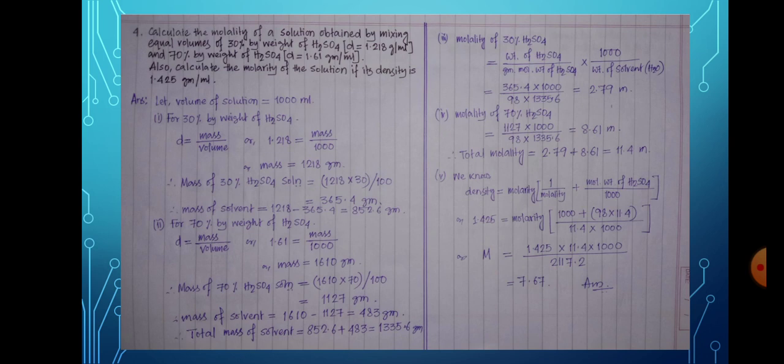Therefore, for 30% by weight of sulfuric acid, density equals mass by volume, and density we know. Therefore, for 30% by weight of sulfuric acid, its mass equals 1218 gram. Therefore, mass of H2SO4 in the 30% solution equals 1218 into 30 divided by 100, that equals 365.4 gram.